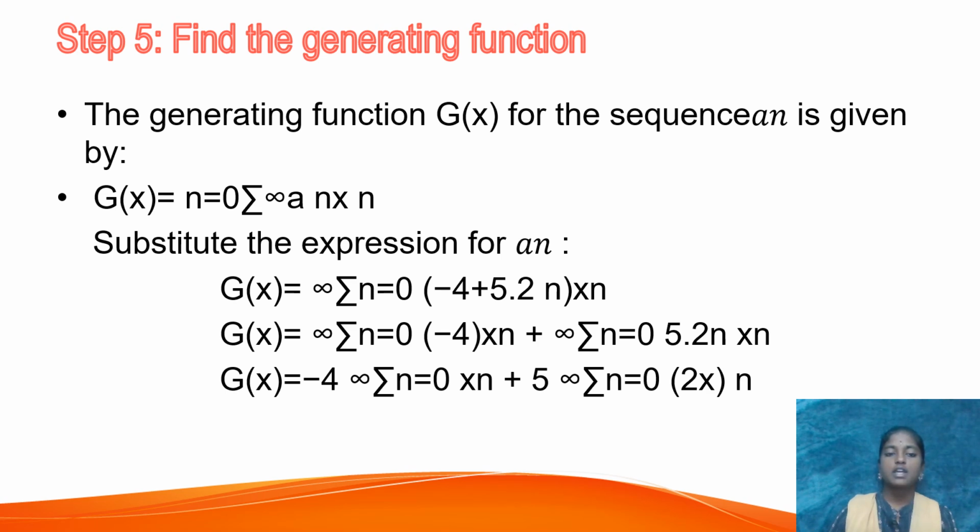This gives g(x) = sigma n = 0 to infinity of -4·x^n plus sigma n = 0 to infinity of 5·2^n·x^n. Next, g(x) = -4 times sigma n = 0 to infinity of x^n plus 5 times sigma n = 0 to infinity of (2x)^n.